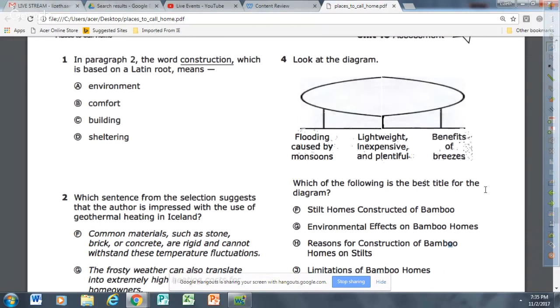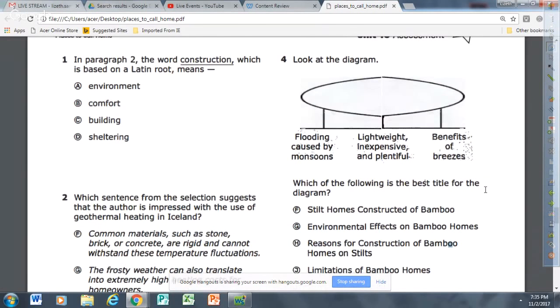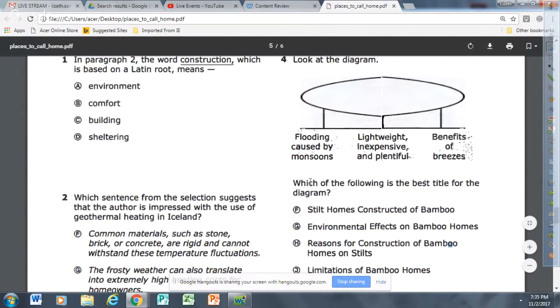So go ahead and message me what you think the answer is, and I will be waiting. Okay, we've got a couple of answers. I'm waiting for a couple more. So which is the best title for this diagram? Flooding caused by monsoons, lightweight and inexpensive, or benefits of breezes.